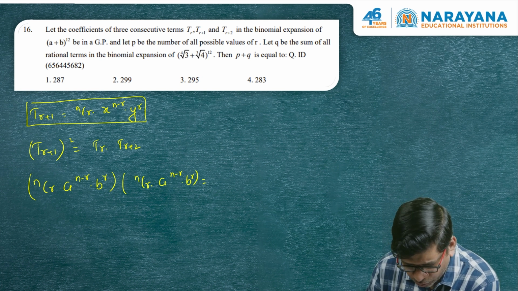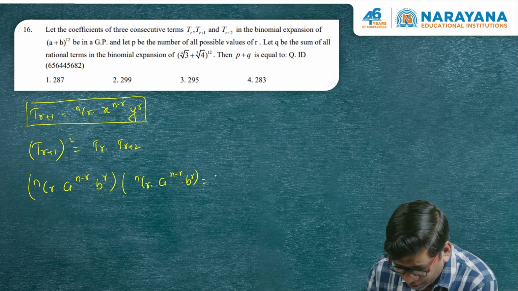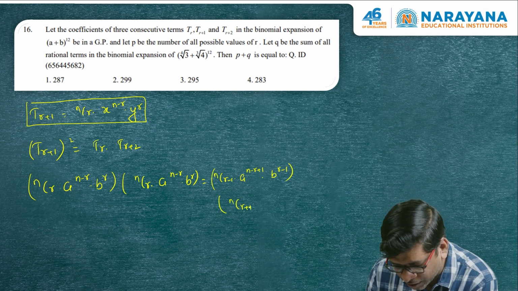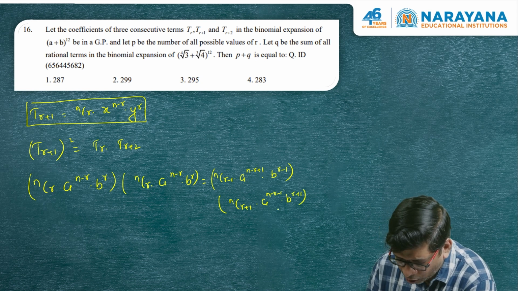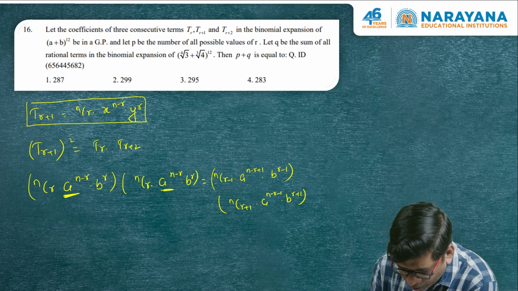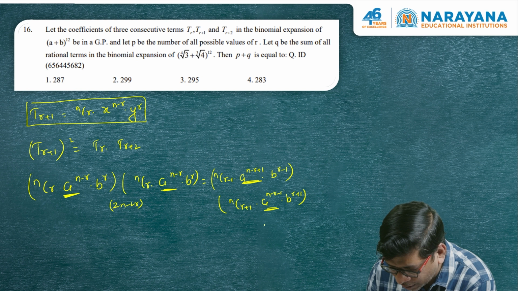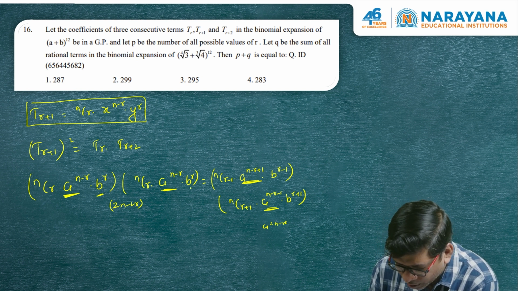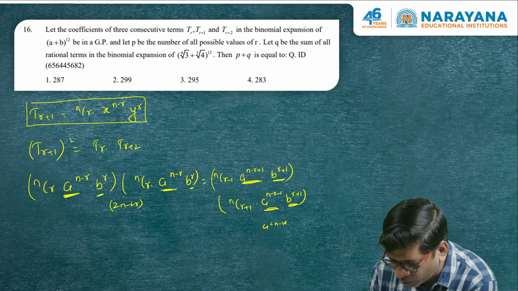Already n is mentioned to us as 12, so we'll see it later. Second, T(r) means nC(r-1), because in place of r it is r minus 1. First term power difference n minus r plus 1, second term power r minus 1, multiplied with T(r+2), which means nC(r+1), a power n minus r minus 1, b power r plus 1. If you observe the power of a, it is 2n minus 2r in the LHS, and the power of a in the RHS is again 2n minus 2r. Similarly for b, the power of b is 2r, and here also the power of b is 2r. So this all gets cancelled.